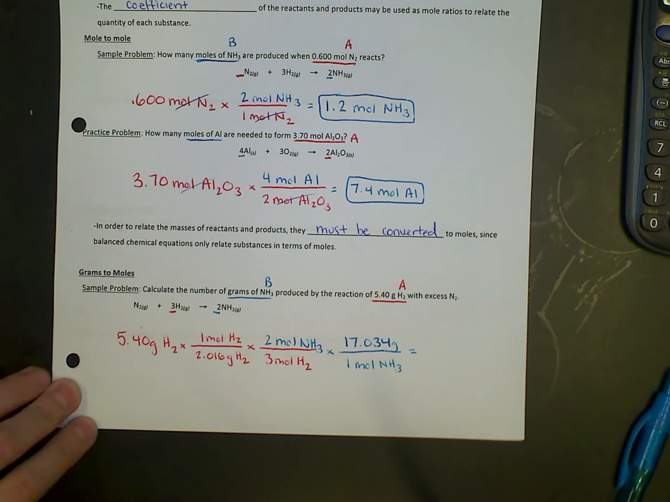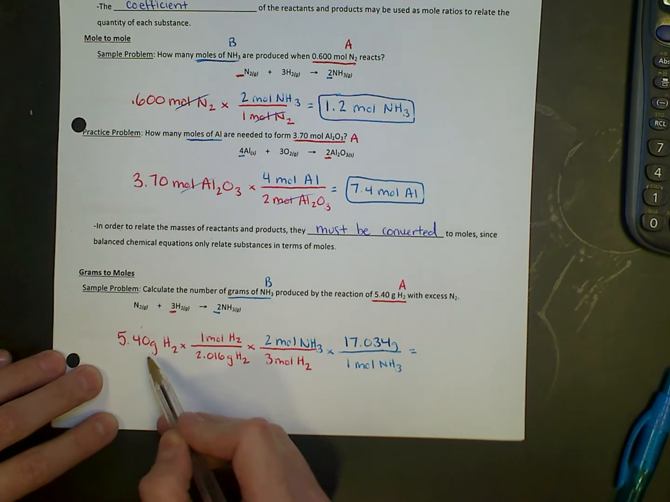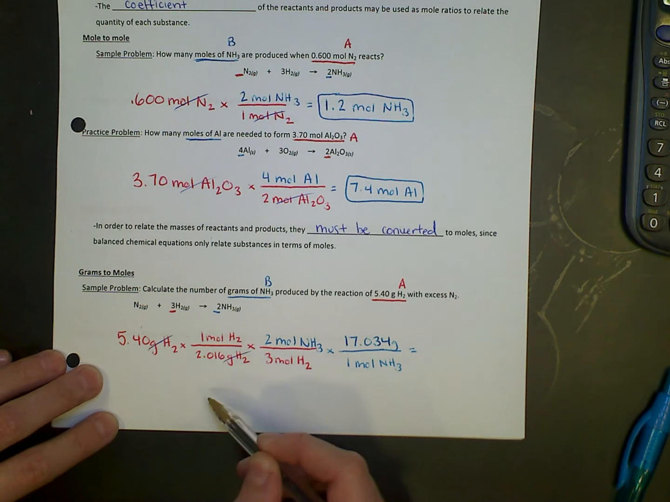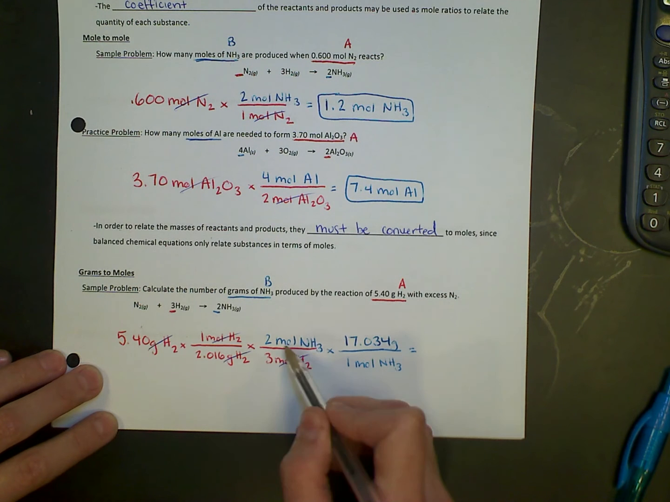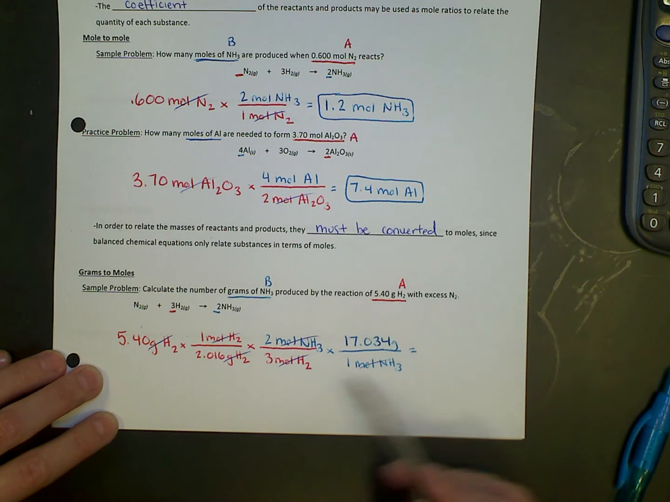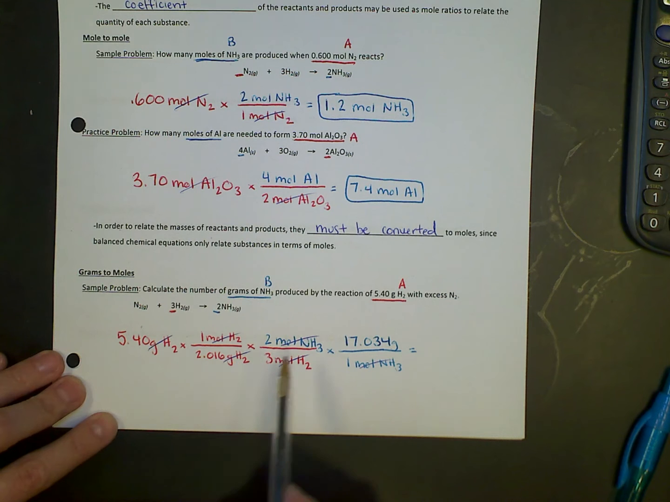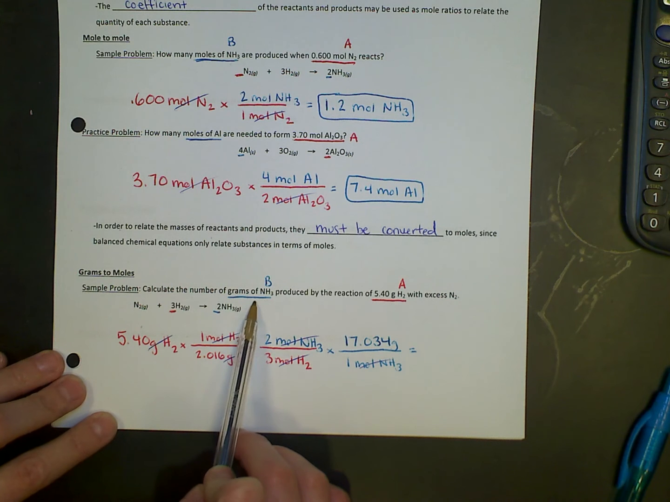Let's double check that all of our units cross out. We've got grams of H2 and grams of H2 cross out. Moles of H2 and moles of H2 cross out, moles of NH3 and moles of NH3 cross out, leaving us in grams, and that's going to be grams of NH3. So we know we set this up correctly because remember it's asking us for grams of NH3.